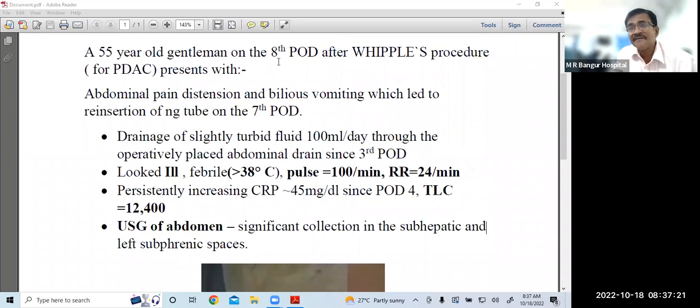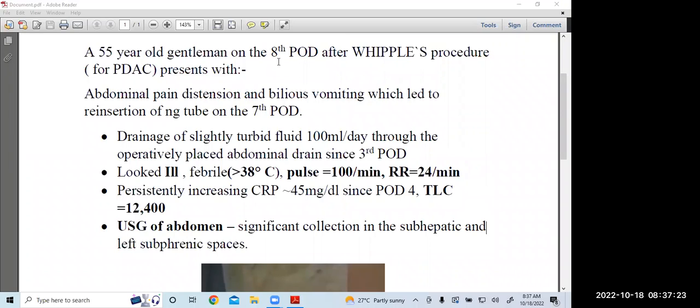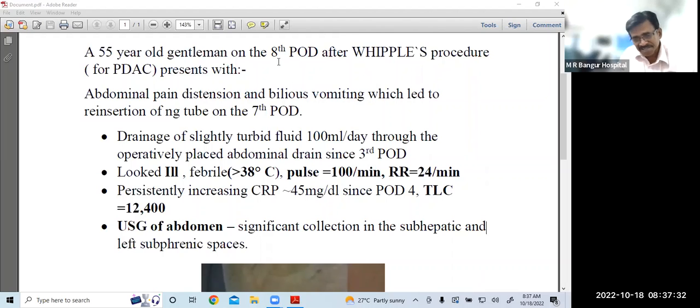That is known as invagination. So instead of duct to mucosa anastomosis, you just do a dunking. You insert the pancreas either into the stomach or into the jejunum. There is a different technique which goes by the name of dunking.